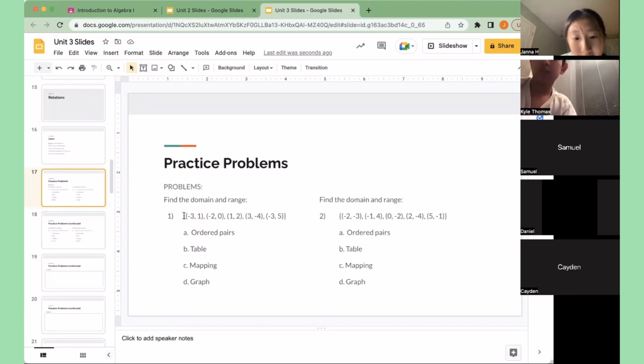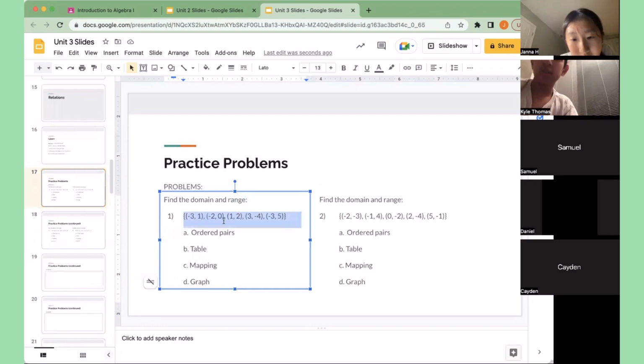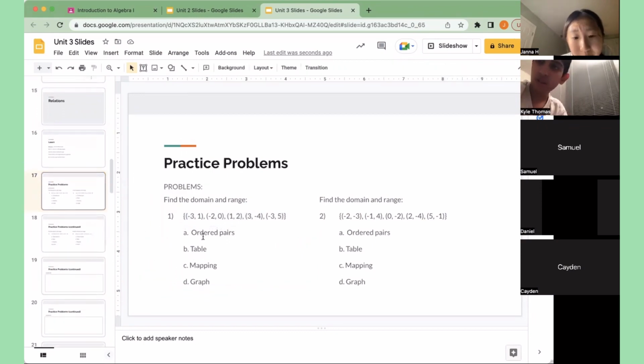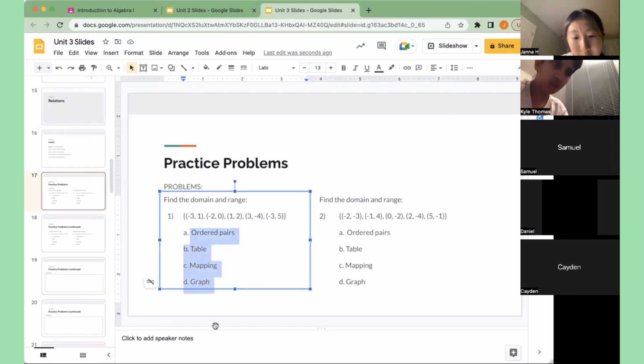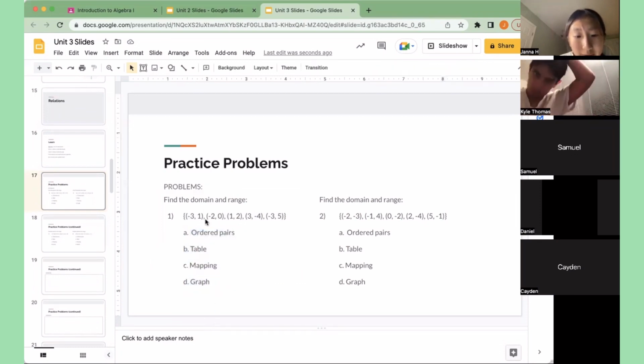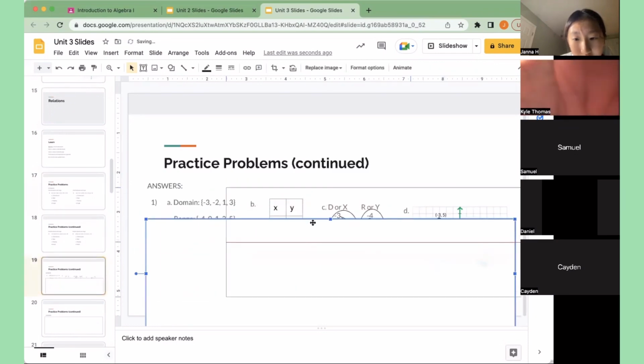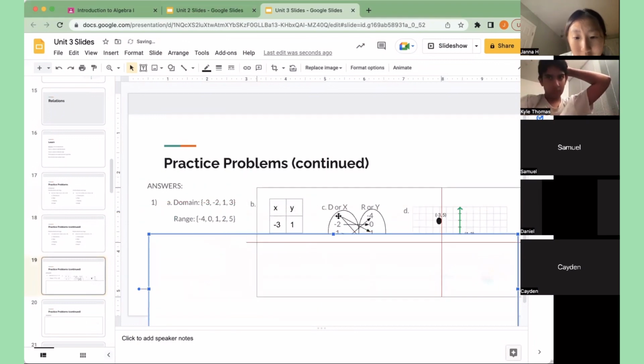Find the domain and range, and this is a relation. It's just the set of ordered pairs. Again, it's just multiple ordered pairs together. So these are all the different ways you can represent a relation. So in order to find the ordered pairs, it's just the numbers. So let me show you. Okay. So yeah, I'll cover this.